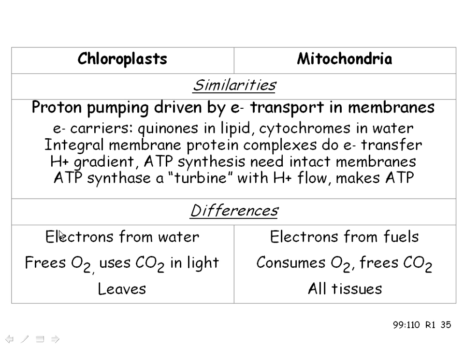For chloroplasts, those electrons come from water, so you make oxygen. Whereas in the case of mitochondria, the electrons are coming from the fuels, from fat or sugar or whatever, and it's going to use up oxygen.